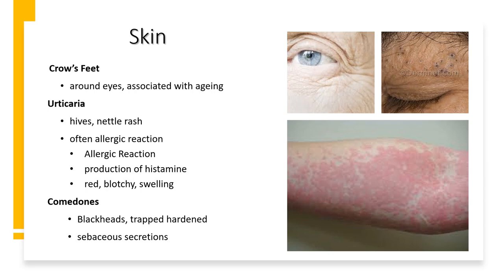Comedones that we can see here on this lady's forehead are blackheads. They are trapped, hardened, sebaceous secretions. So these are blackheads, known as comedones. Years ago there used to be a band called the Commodores, and I used to remember it this way: comedones were blackheads. So crow's feet are aging lines around the eyes. Urticaria is an allergic reaction known as hives, and comedones are blackheads.